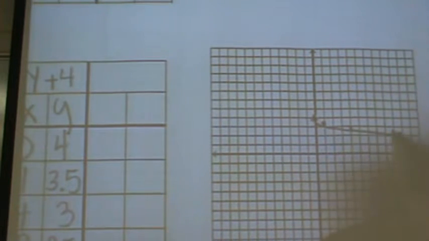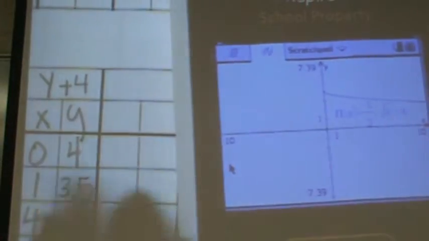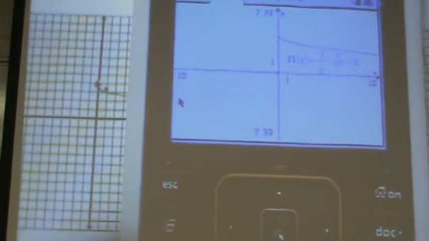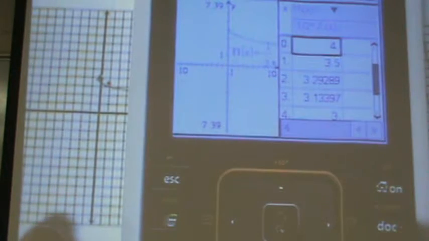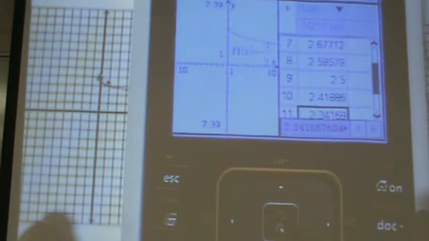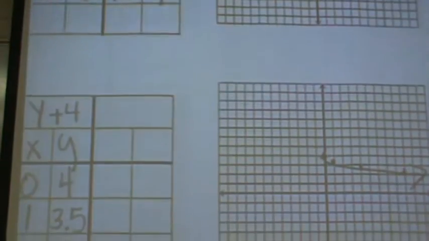And Jack's got it graphed. Here's his graph. It looks like what we have right here. Looks good. And let's verify our table. Control T. Are we right? 0, 4, 1, 3.5, 4, 3, 9, 2.5. Good job. Backside.